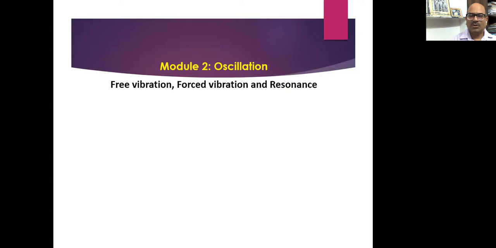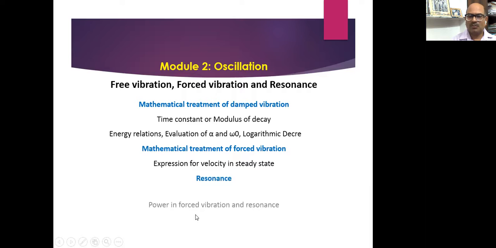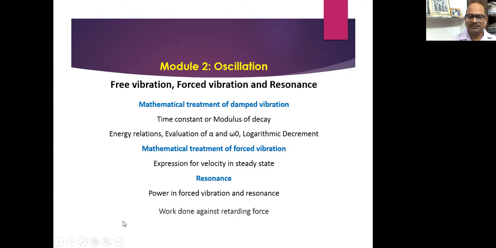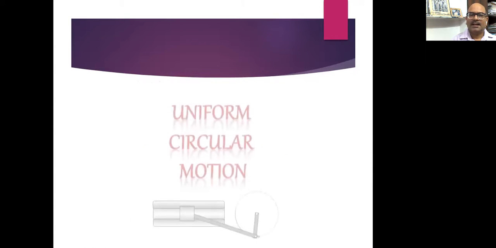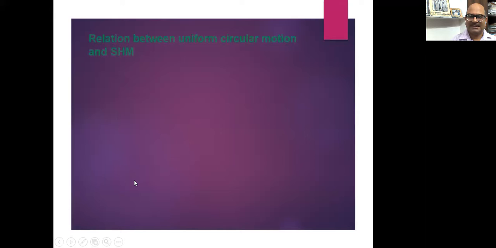In oscillation module 2, we are into this free vibration part, and forced oscillations, resonance and other things we'll see later. All these topics we will be covering one by one. Today we will see how uniform circular motion actually works, and we'll try to see whether there is a relation between simple harmonic motion and uniform circular motion or not.